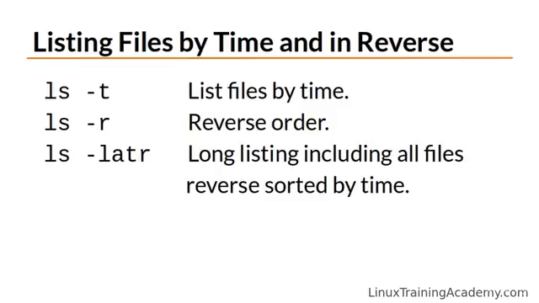If you want to list files sorted by time, use ls space -t. Use the -r option to reverse the order. And a common command that I like to use is ls space -latr. This provides a long listing that includes all files sorted by time in reverse.